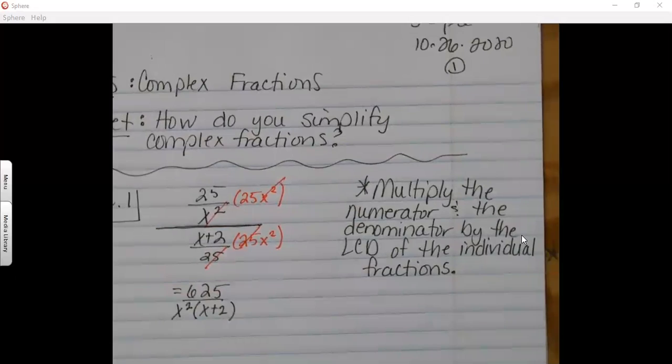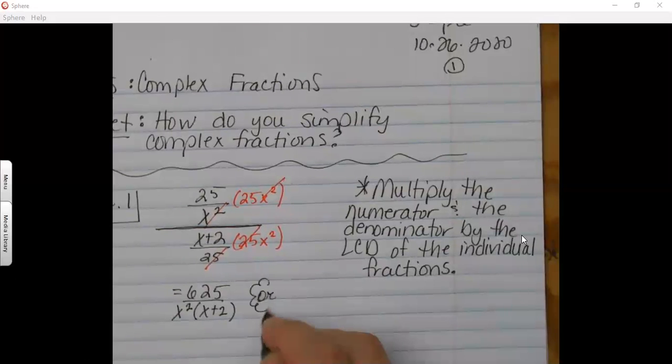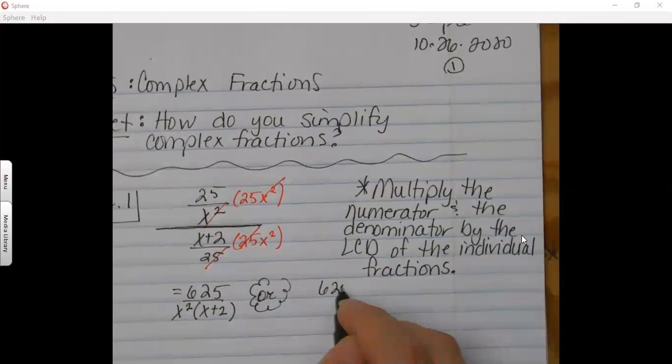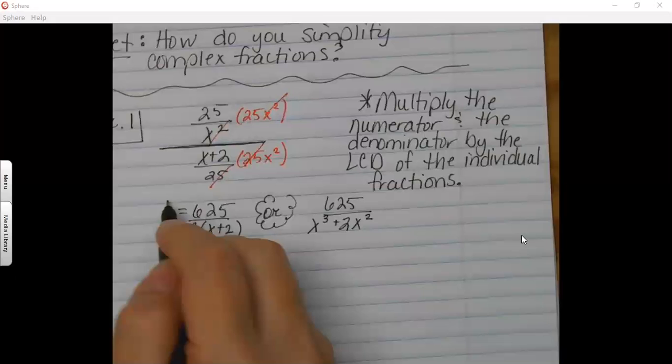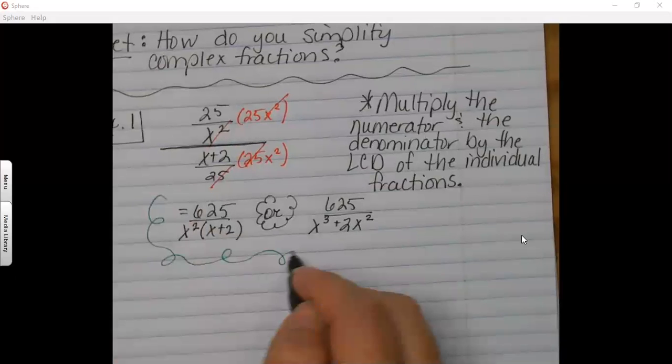Can I reduce anything? No, if you could, you would. So you're either going to see your answer like that, or they might distribute and get rid of those parentheses in the denominator. Either way is acceptable. That's the answer. Or you could write 625 divided by x cubed plus 2x squared. Either way. That wasn't so bad.